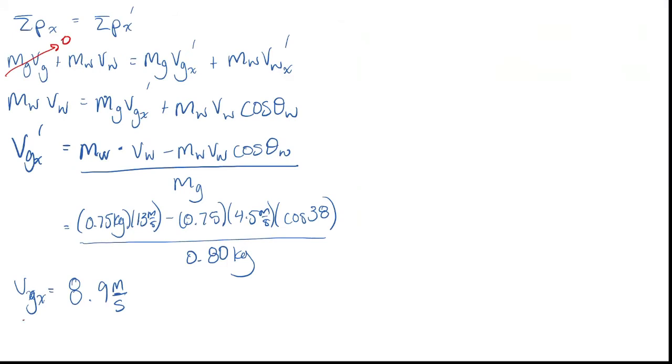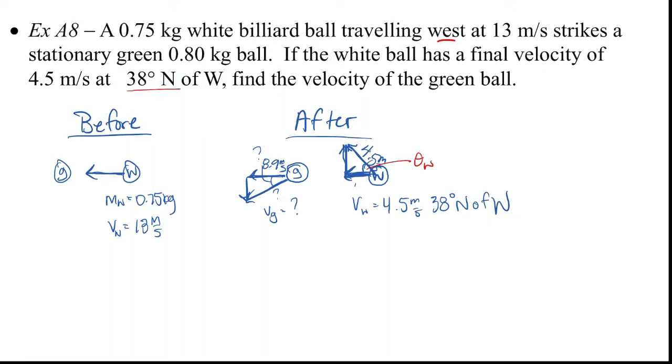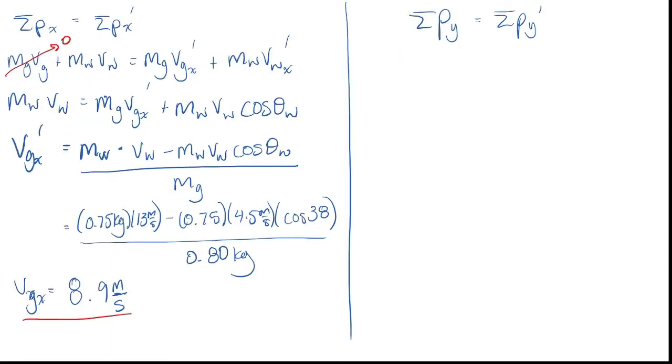Okay, so that's the x direction, but of course we're nowhere near done because we now need to go over to the y direction. So that's what we're going to do. And the sum of momentums in the y direction before should equal the sum of all momentums in the y direction afterwards. What momentum is in the y direction beforehand? There's none. It's just moving horizontally. So here we know that guy is a big fat 0.